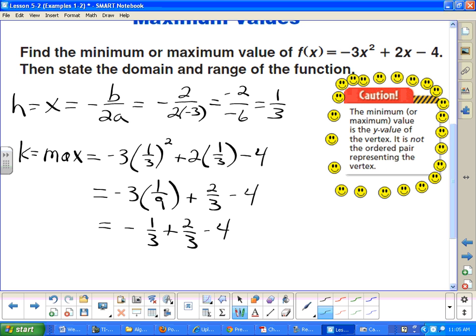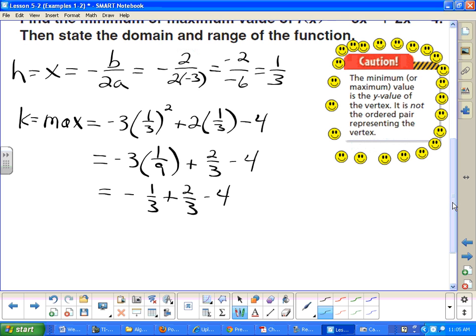Now, you guys have calculators that do fractions, right? You shouldn't even need one that does fractions, because when you simplify this, the decimal number you get should be a number that you could convert to a fraction. So negative 1/3 plus 2/3 is 1/3, and 1/3 minus 4 is negative 3 and 2/3.